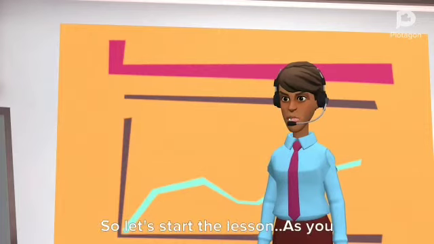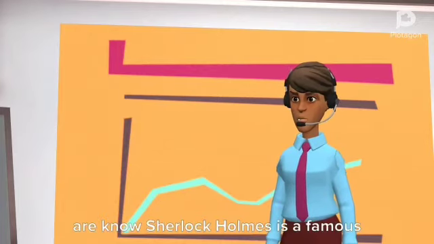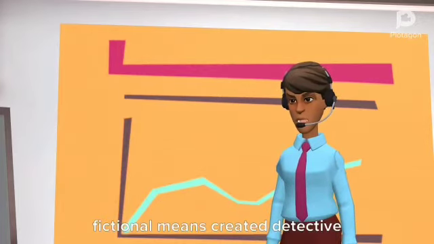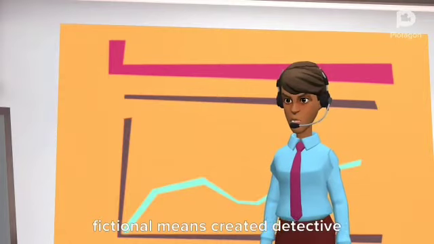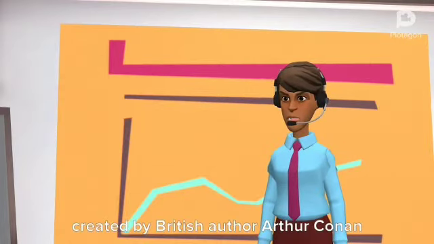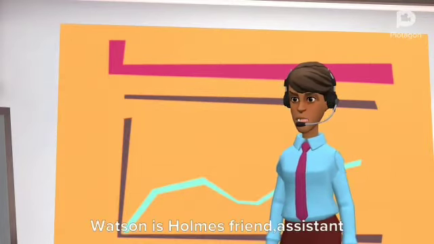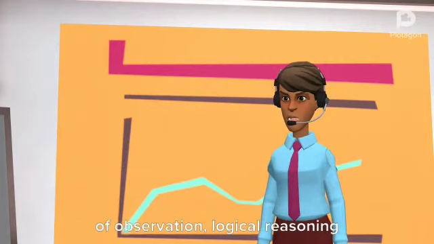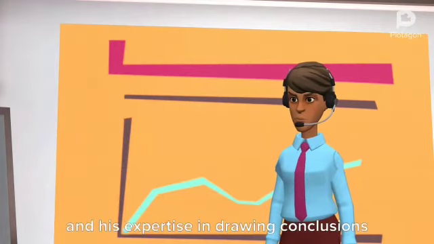So let's start the lesson. As you know, Sherlock Holmes is a famous fictional detective created by British author Arthur Conan Doyle. Dr. Watson is Holmes' friend, assistant, and the narrator of Sherlock Holmes stories. Holmes is known for his powers of observation, logical reasoning and his expertise in drawing conclusions from evidence. Listen, this play is about how Holmes solves a mystery involving three students.